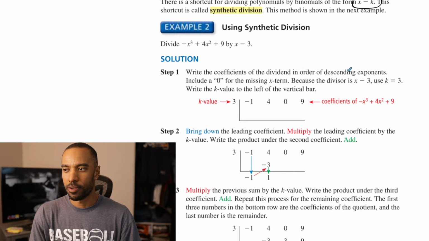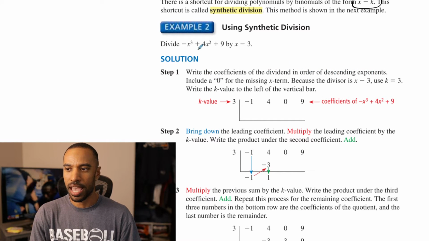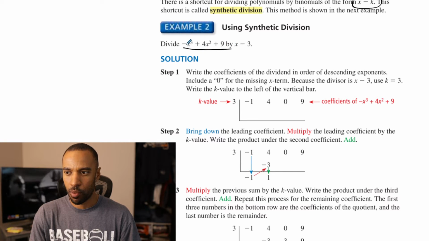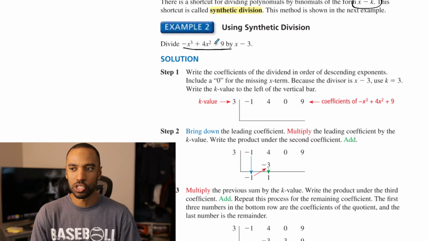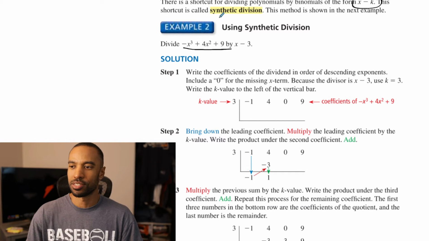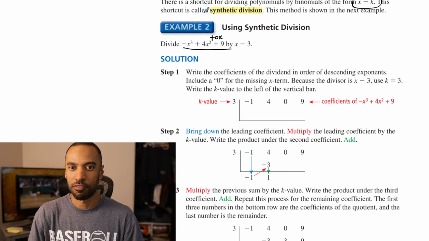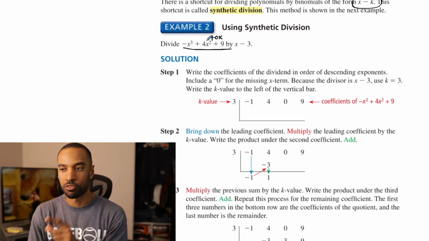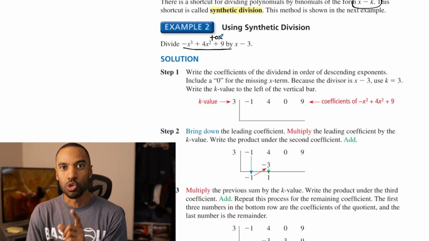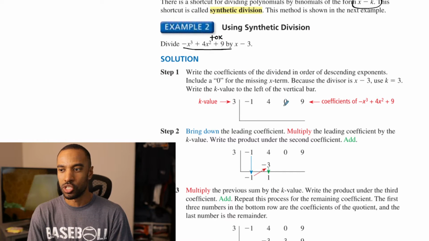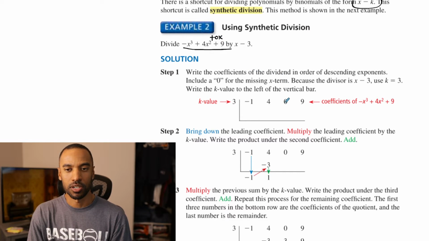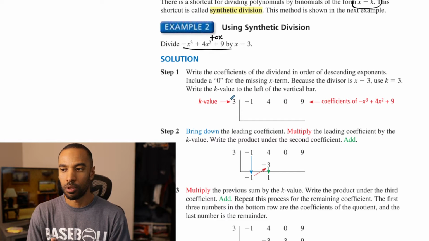We're going to write the coefficients of the dividend in order of descending exponents. So the original dividend is negative 1x cubed plus 4x squared plus 0x plus 9. One of the things on synthetic division is, although in long division you don't have to write the placeholders, you must write the placeholders here. This 0 is for the x term. If you miss it, you will miss out.